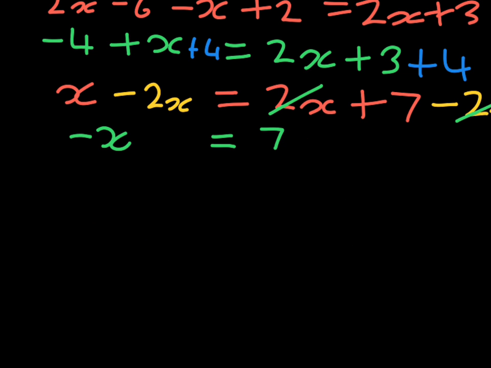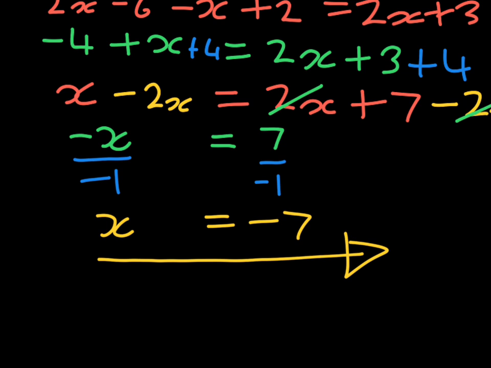Lastly, we need to get x by itself, so we're going to divide by the coefficient, and as we know, there's always an invisible 1 in front of x when it's by itself, so the coefficient of x is minus 1. So we divide by minus 1, and we do the same thing on the right-hand side, divide by minus 1. That means on the left-hand side, we're going to be left with x, and on the right-hand side, we are going to be left with minus 7. This is our final answer for question number 10.